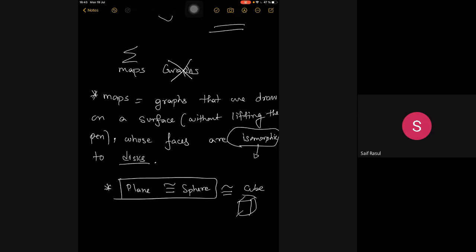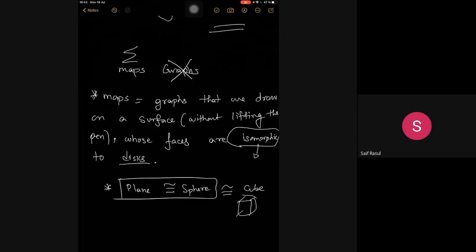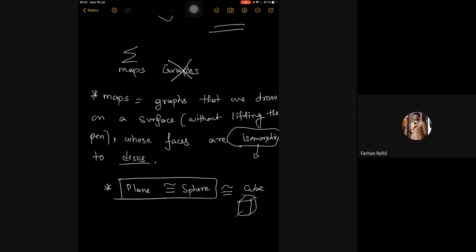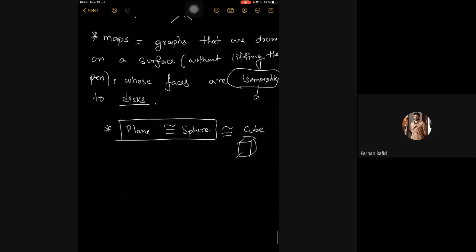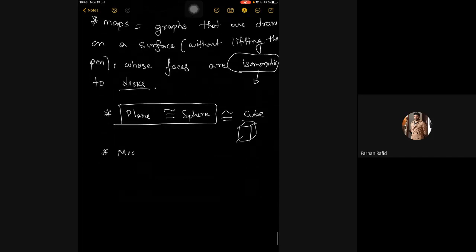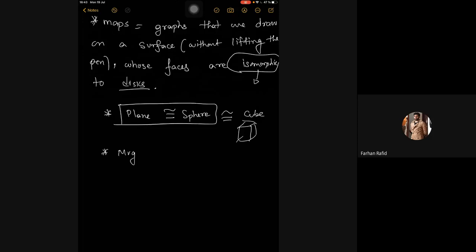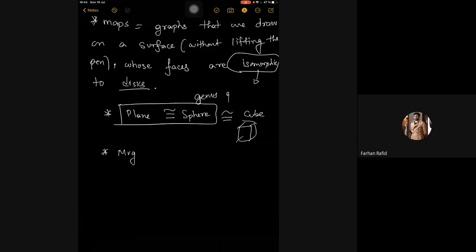And for those of you who have heard the mathematics joke that a mathematician cannot distinguish between a mug and a donut, have you heard of it? Yeah, it's the classic topology joke. It's because a mug is a genus 1 surface. What is genus 1? Genus basically means holes. For example, spheres and planes are all genus 0 surfaces. Genus is basically a number that we assign to surfaces.